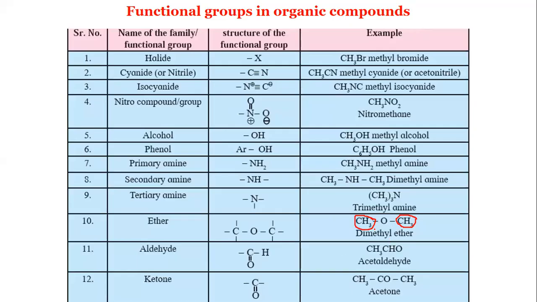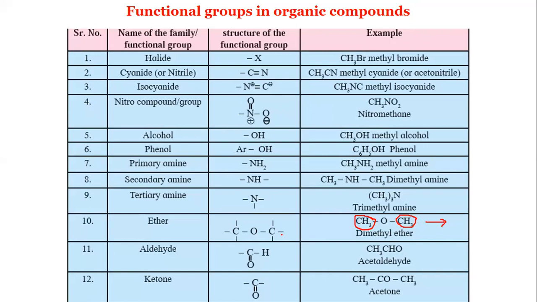By changing these groups, we can write the different examples of ethers. So if these two CH3s are replaced with two ethyl groups, the name will be diethyl ether. One CH3, one C2H5, the name will be ethyl methyl ether. If one CH3 and one propyl group is there, then the name will be methyl propyl ether. So here also we can write the different examples of ethers.